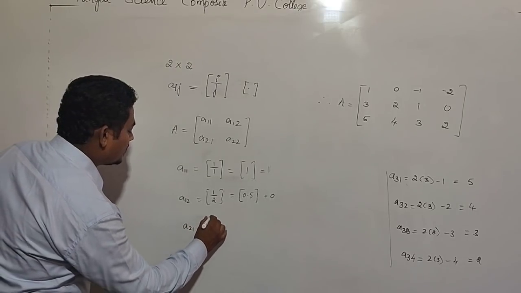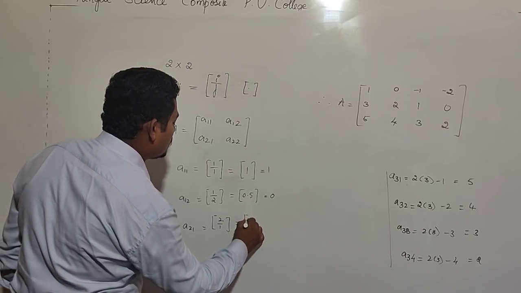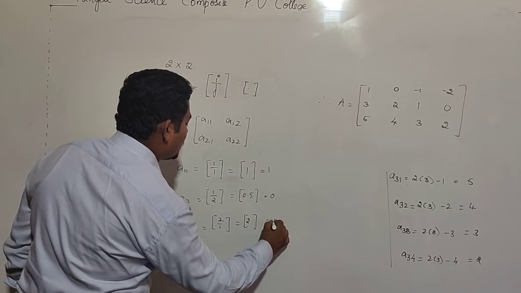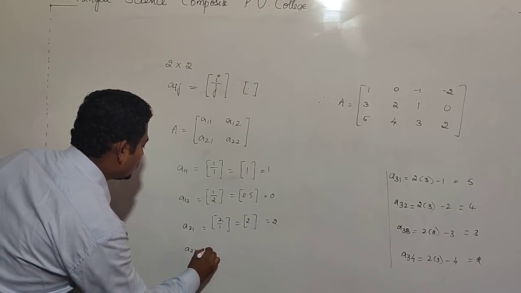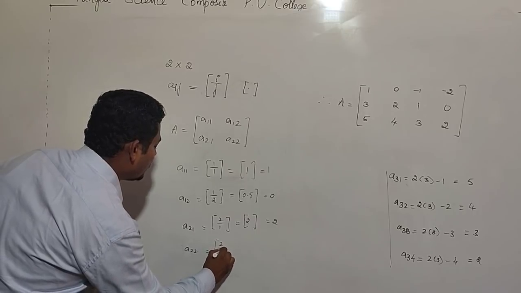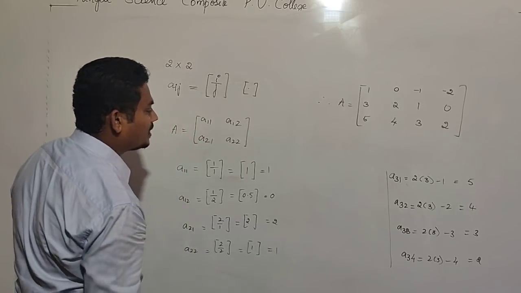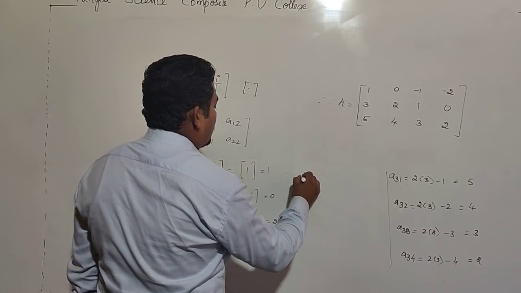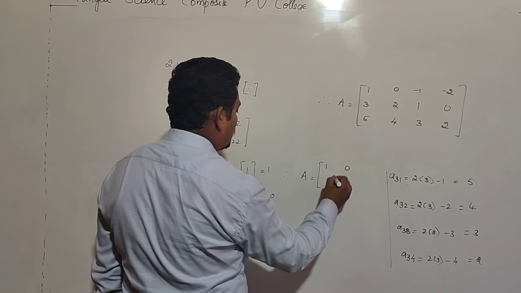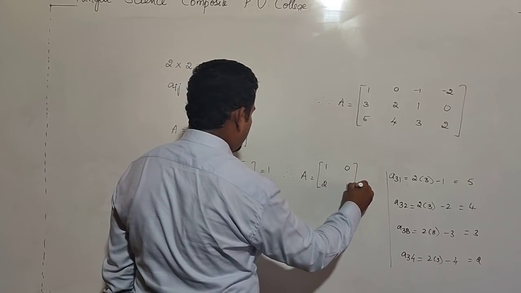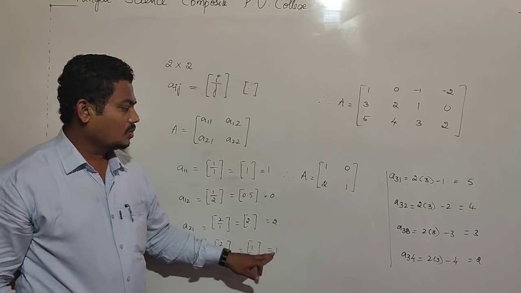Then A21. Step of 2 divided by 1 is equal to step of 2. Step of 2 is 2 only. Next A22. A22 is step of 2 divided by 2, which is equal to step of 1. Step 1 value is 1. Therefore, our required matrix A is 1, 0, 2, 1.